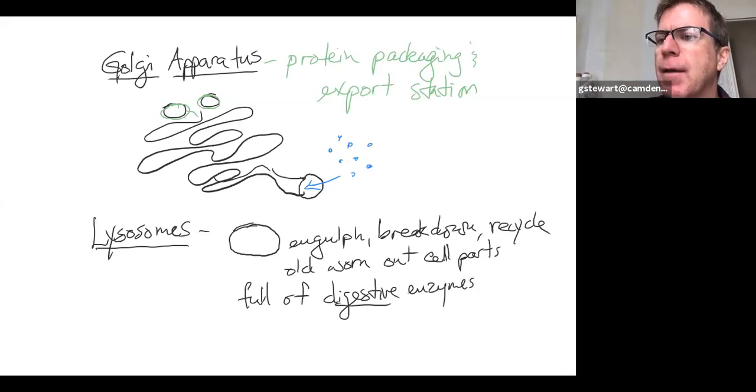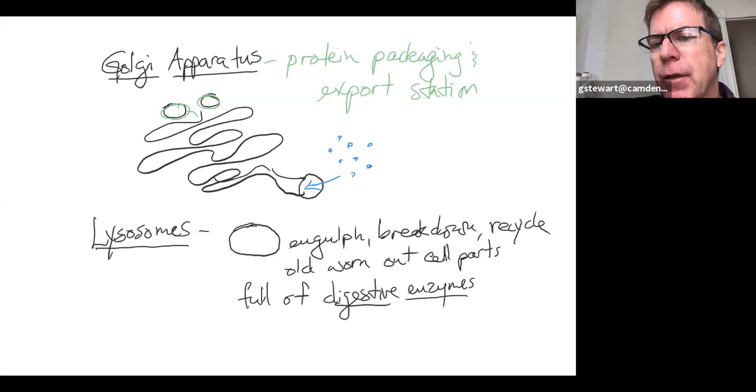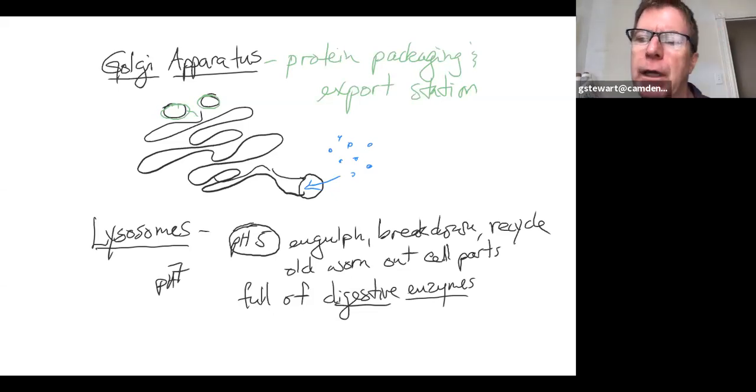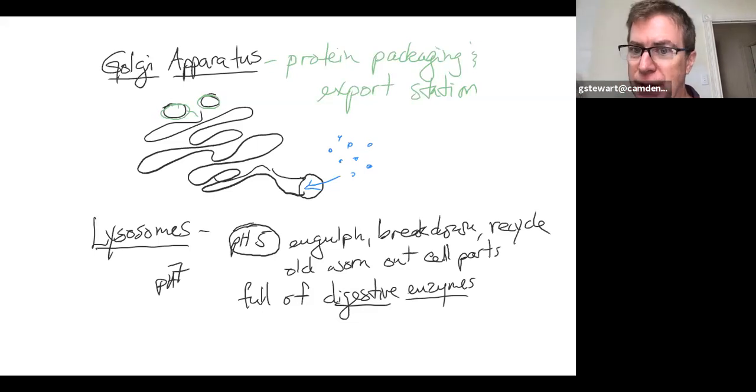These digestive enzymes create a pH, an environment that's much more acidic than the rest of the cell. So inside of a lysosome, the pH is around 5, which is 100 times more acidic than out here in the cytoplasm, which is a pH of 7, because we increase the acidity 10 times with each number in pH. So from 7 to 6 is a 10-fold increase in acidity, and then from 6 to 5 is another 10-fold increase. So it's 100 times more acidic inside.